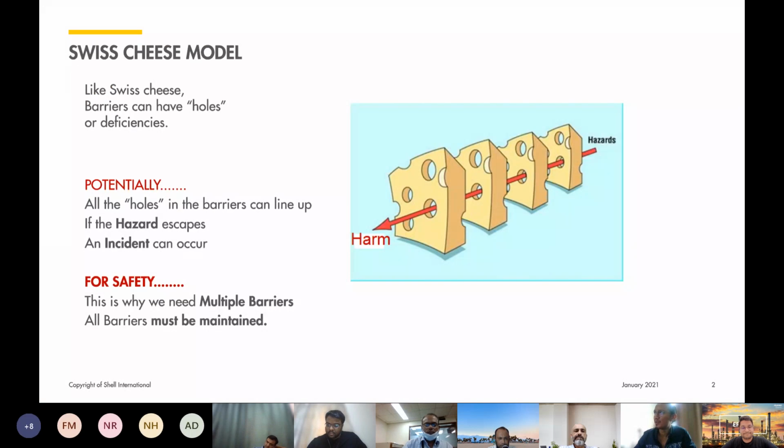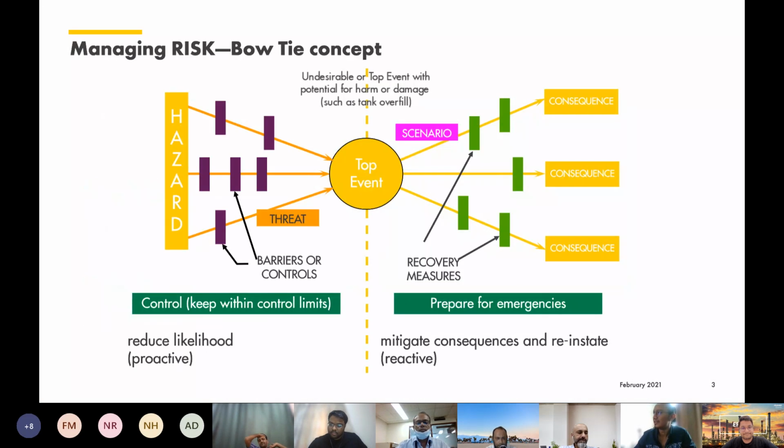We are talking about the bow tie model, how the barrier will be effective enough based on the preventive measure and recovery measure as well. So this is how it looks like. How we manage it, all right? Hazard, talking about the preventive measures. When we have a hazard, we talk about the preventive measures and the consequences.